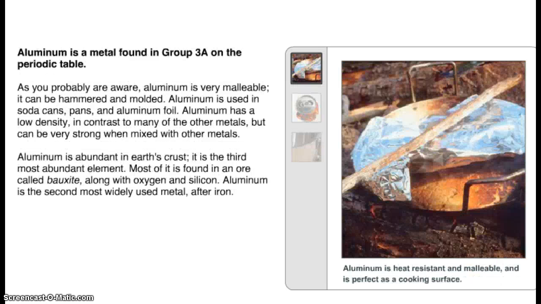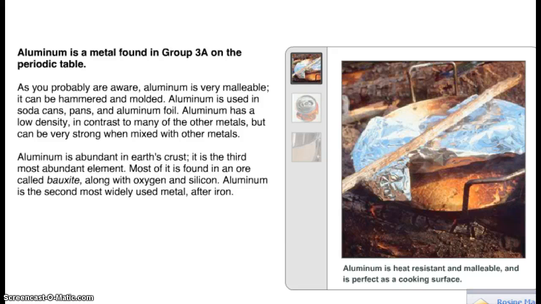Aluminum is a metal found in group 3A on the periodic table. As you are probably aware, aluminum is very malleable, or very bendable. It can be hammered or molded. Aluminum is used in soda cans, pans, and aluminum foil. Aluminum has a low density in contrast to many of the other metals, but can be very strong when mixed with other metals. And when you mix them together, of course, it's called an alloy.